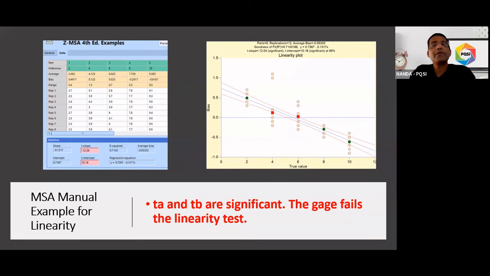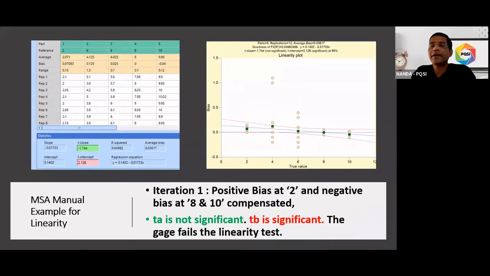So the first iteration is, normally what happens is you call the service engineer, the calibration technician, or the supplier of this instrument to come and show you how to reduce the slope. You should give them this picture so that they'll be able to work on it. What they will actually do is reduce the slope. As you see, what they've done here is give some compensation at the 2 unit level, so that the bias is now significantly reduced.